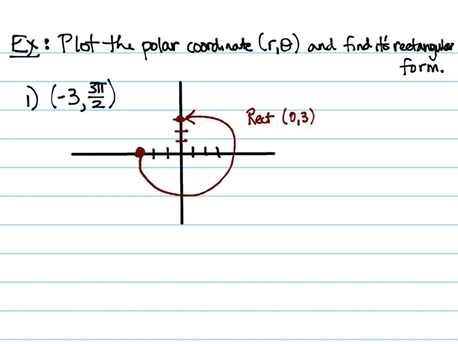We'll have plenty of time practicing with the others. If you wanted to start with the 3 pi over 2, just for good measure, if you wanted to start with the angle description, you would be here, right? You'd be on the lower y-axis. And then if you go -3, instead of being on the lower y-axis, you would go in the opposite direction, which would put you on the upper y-axis, and then you'd be in the same spot. Okay, so that's another way of thinking about that.